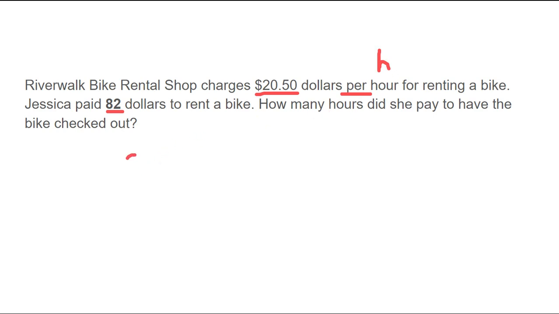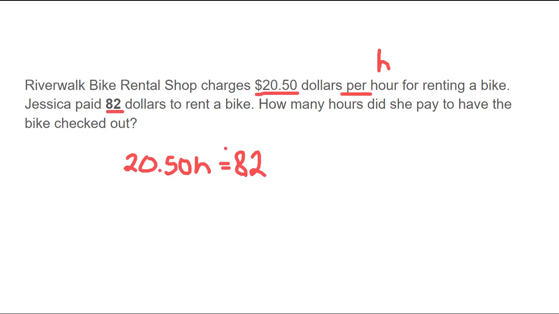So in this case, I know that it's $20.50 per hour. And if I find out how many hours she rented it for, she ends up with $82. So we have the equation here. We're trying to find out how many hours she rented the bike for.